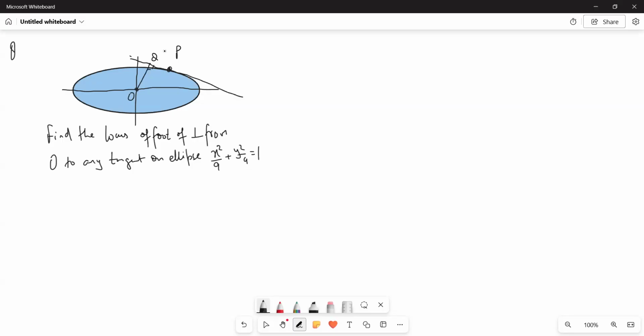From origin, we drop a perpendicular. It meets the tangent at a point Q. We have to find the locus of Q.